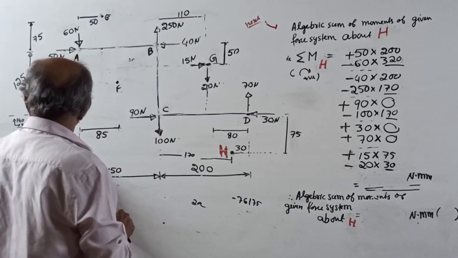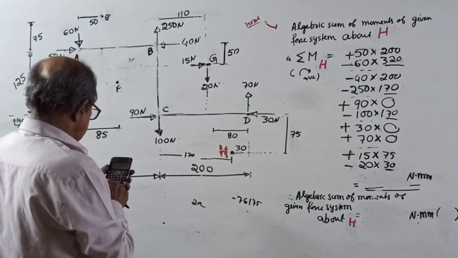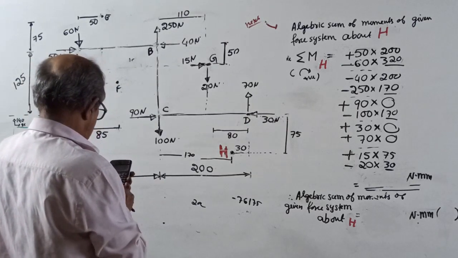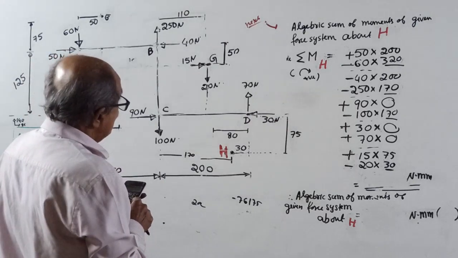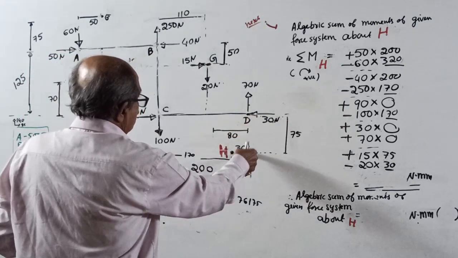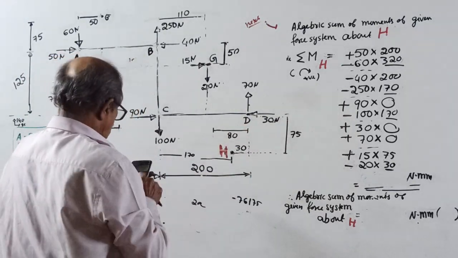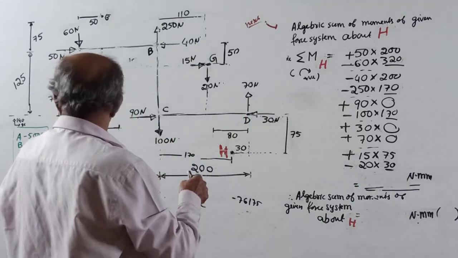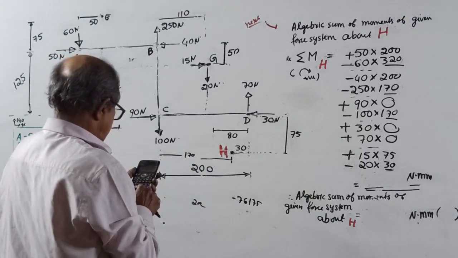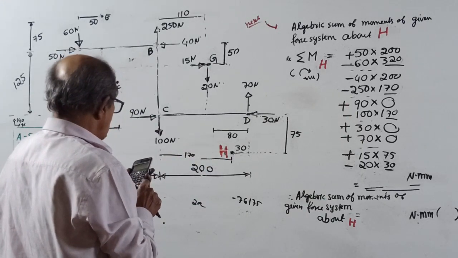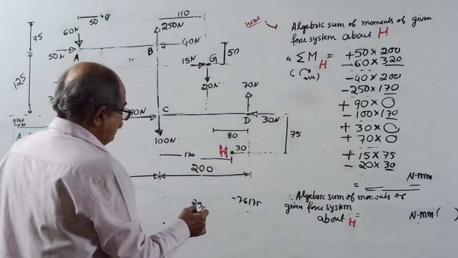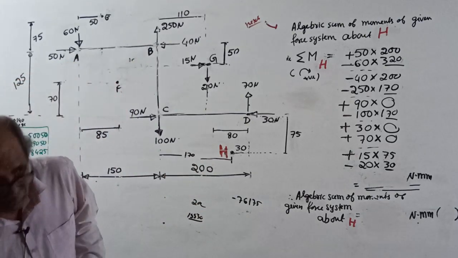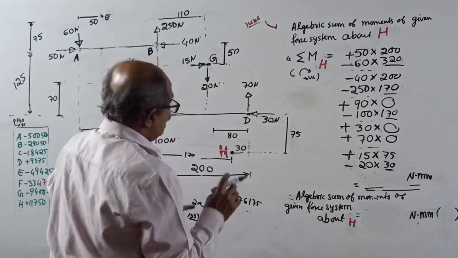About D, I got 9575, correct? About D, 9575 plus 140 into, D is here. Vertical force here, plus 140 into 0, anti-clockwise, minus 140 into, how much is it? Minus 140 into 30, then plus 85 into 75. 15530. I'm getting 15530 positive. Something wrong. Okay, I'll check it, no problem, it happens. I think again some sign mistake is there. Once again we'll check it, no problem.